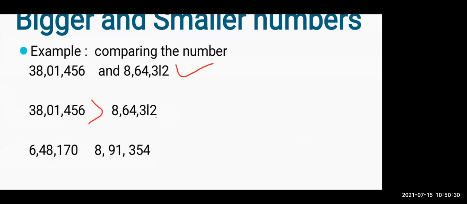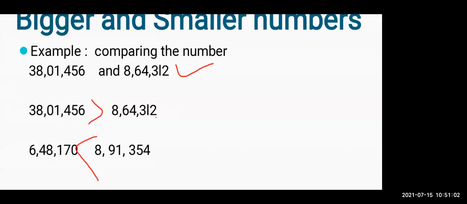Now the second question, 6,48,170 or 8,91,354. Which number is bigger? 6 or 8? हमको starting से ही मालूम पड़ता है. Very good. Students are giving me the right answer. The crocodile mouth should open in front of the 8,91,354. Okay.